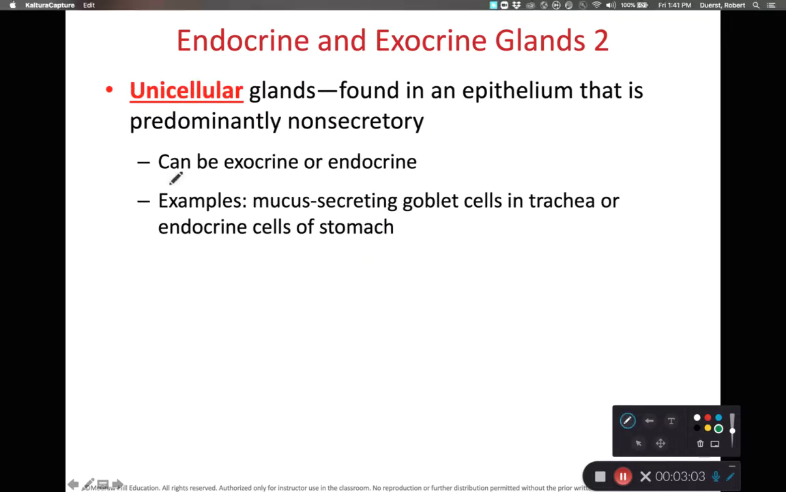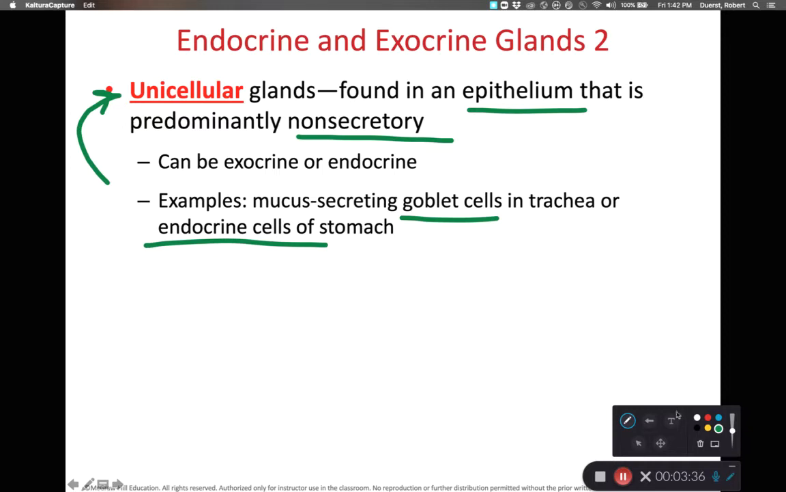As we look at unicellular glands, these unicellular glands can be either endocrine or exocrine in function. They're going to be found in an epithelium that is mostly non-secretory, and this epithelium will have just an occasional single cell or unicellular secretion. The most notable example is the goblet cells of the mucosa. So we have those mucus-secreting goblet cells that are going to make lots of unicellular secretions, and we also have some endocrine cells of the stomach that are going to release hormones into the bloodstream.